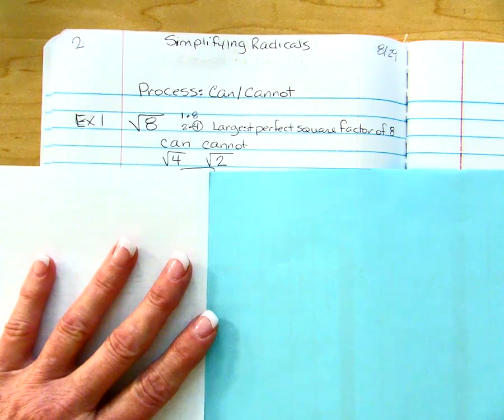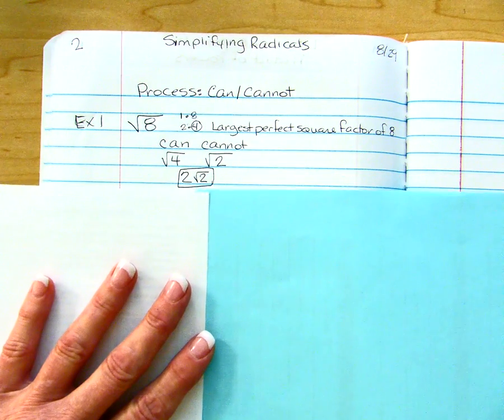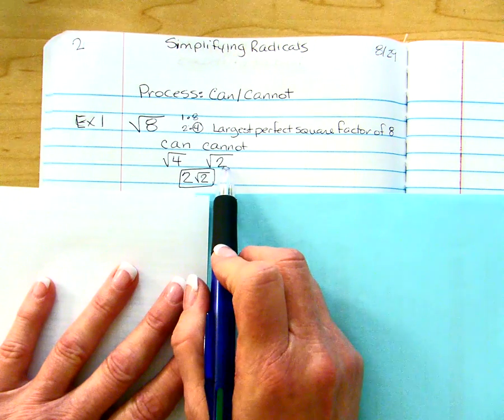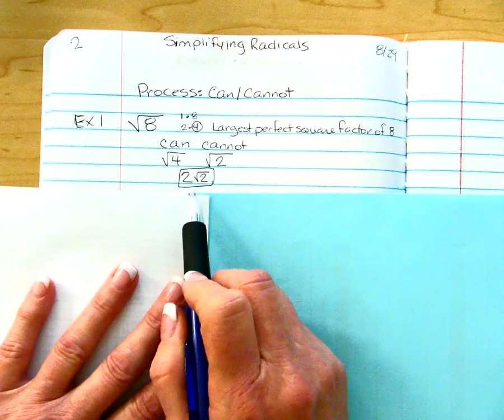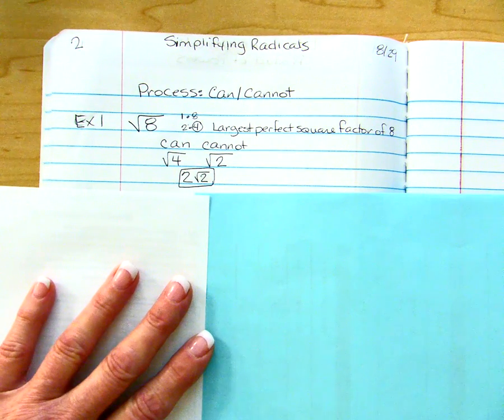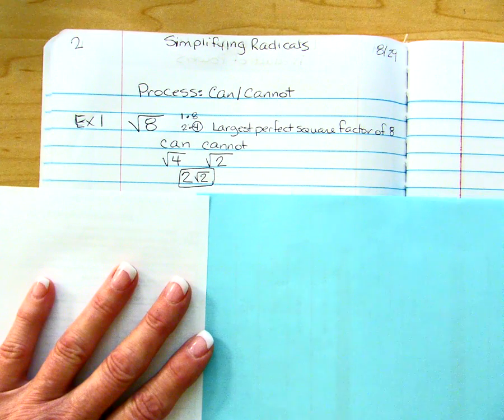Then we take and simplify each of those. The square root of 4 simplifies to be the whole number 2. The square root of 2 is as simple as it gets, so we get 2 times the square root of 2, and that is the simplification for the square root of 8.